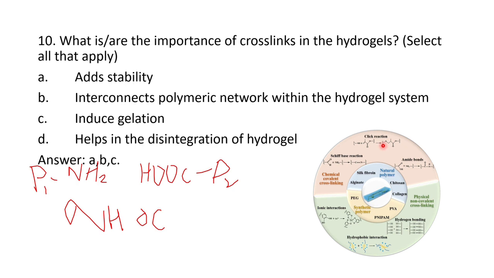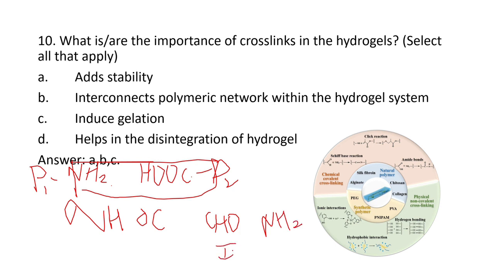It is not reversible. And Schiff base reaction is a reaction that takes place between an aldehyde group and an amine group, like an amide bond. So let me explain. This is a reaction that is taking place between an acid group and an amine group. Similarly, when a cross-linking happens between an aldehyde group and an amine group, it will form an imine bond. You would have heard of an imine bond, and this is otherwise called the Schiff base reaction.